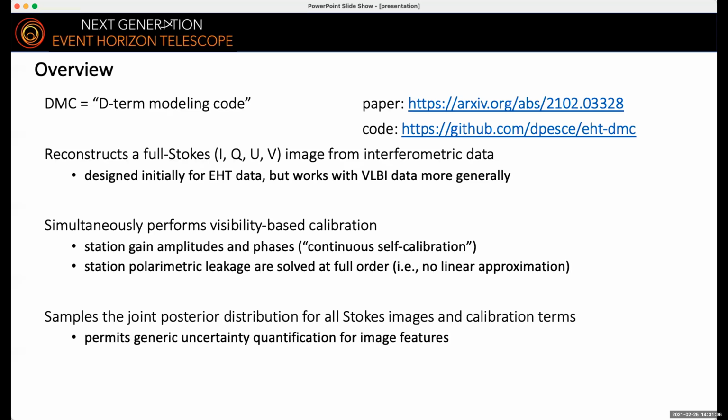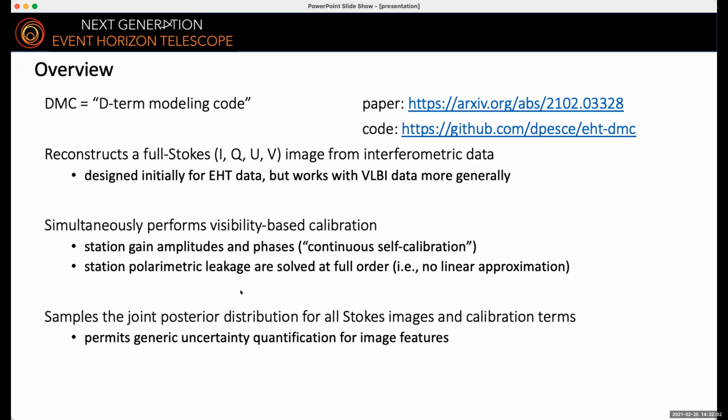Today I'm going to be giving a speedrun style overview of DMC, which is a Python-based code that I've developed for doing polarimetric imaging of VLBI data while simultaneously performing station-based gain and leakage calibration. DMC uses a Hamiltonian Monte Carlo sampling framework so that the end product is a set of samples from the joint posterior distribution of both the full Stokes image and a number of calibration quantities.